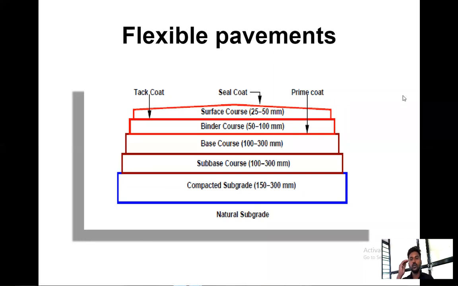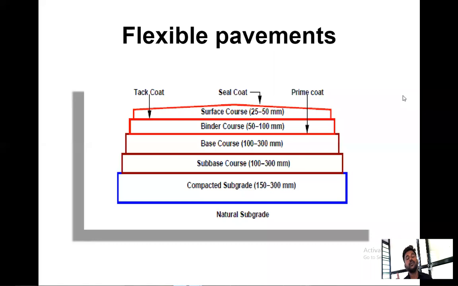You should know the layers with the hierarchy. At the bottom, which layer is there, and above that, which layer, you should know that order also. At the bottom there is the natural subgrade, then the subgrade, then the subbase, then the base course, then the binder, then the surface course.